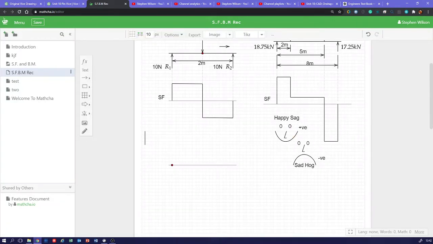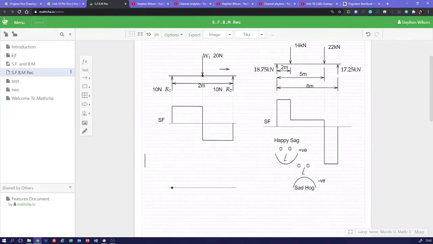A happy sag is positive because we're pushing upwards, and a sad hog is negative. Of course it is. Sad, negative. Yes. Stop being so negative. Because we're pushing down at the end. Okay. All right. Good. Glad we've got that sorted. Good. Happy days. Positive days.